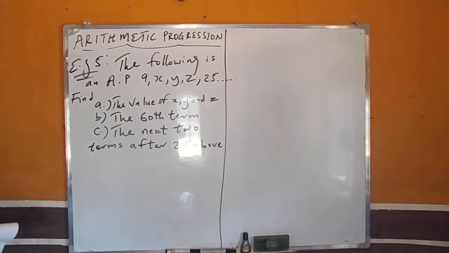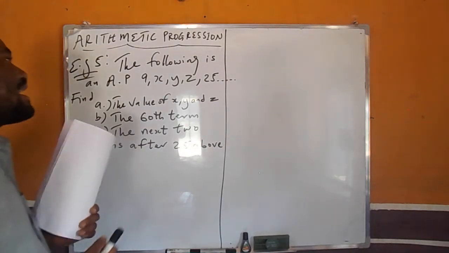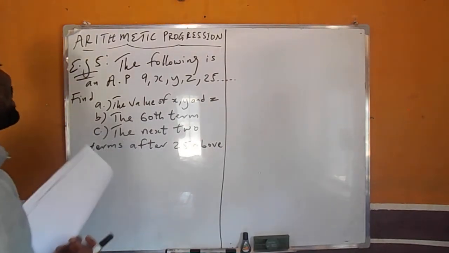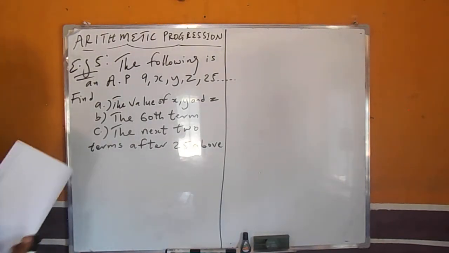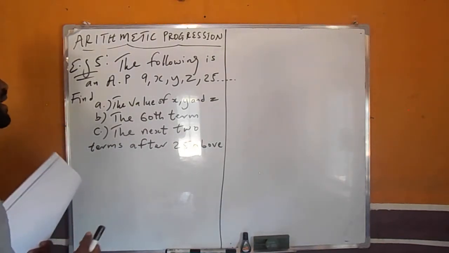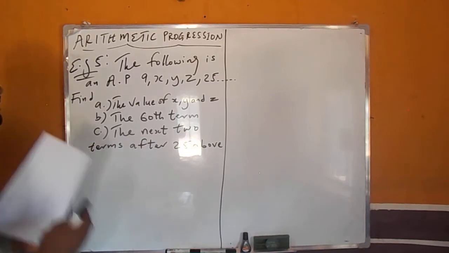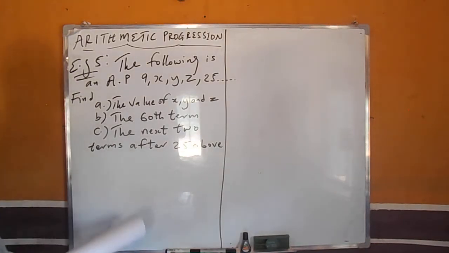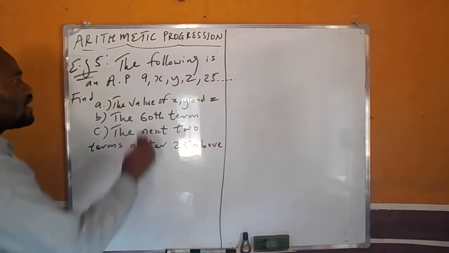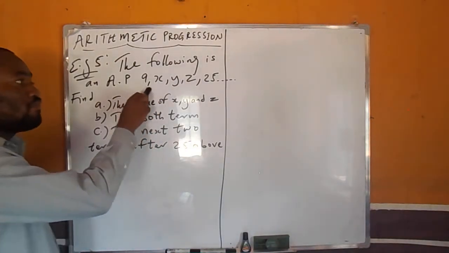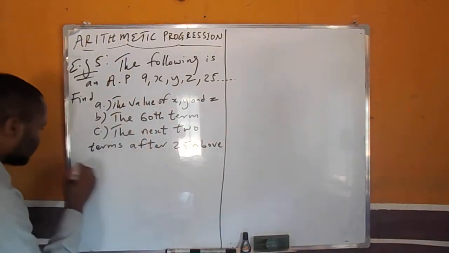The question here says that the following is an AP: 9, x, y, z, and 25. Find A, the value of x, y, and z. B, the 60th term. C, the next two terms after 25 above. In this question, if you look at it well, you see that you have your first term, which is A. Let's say solution.